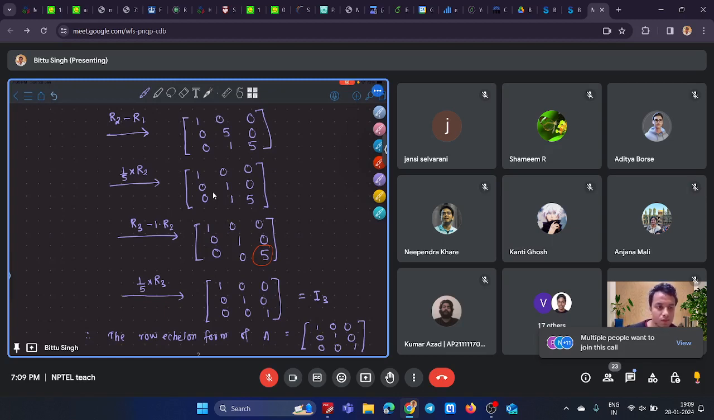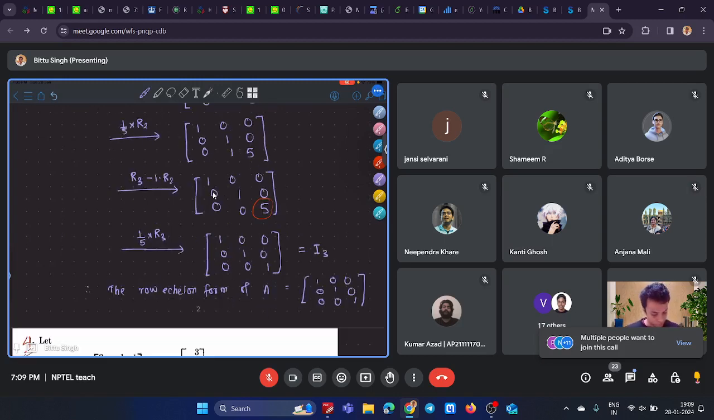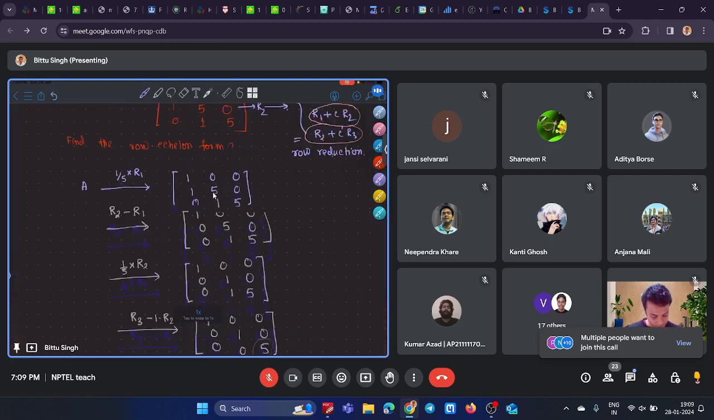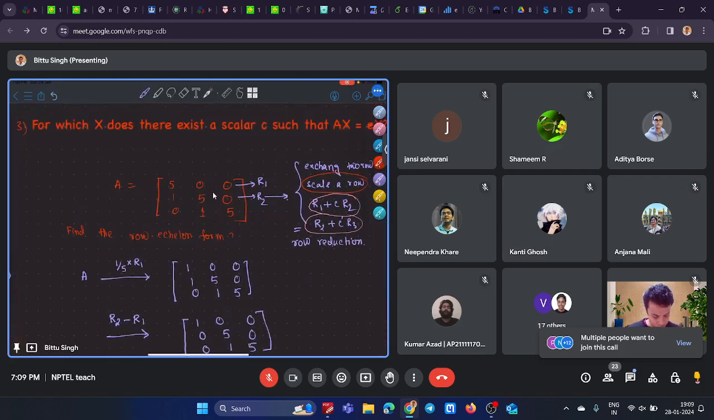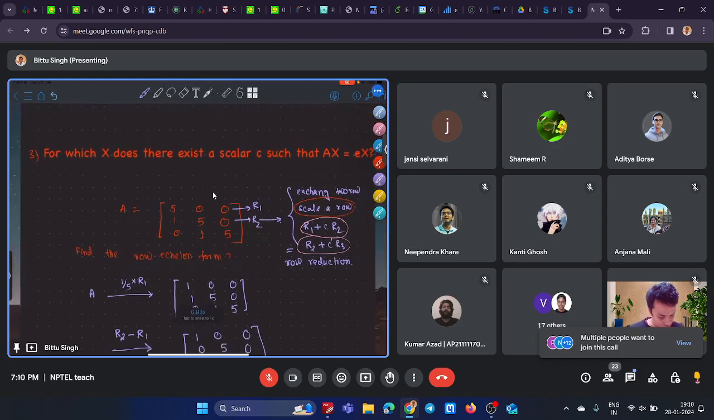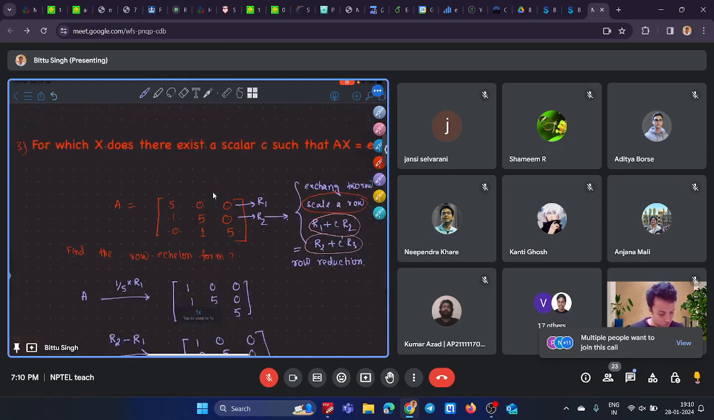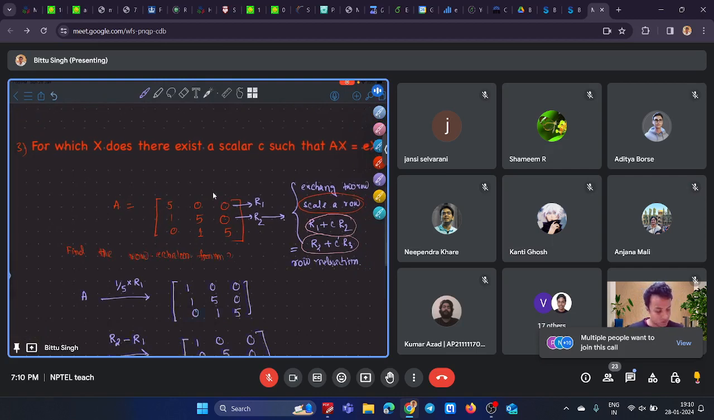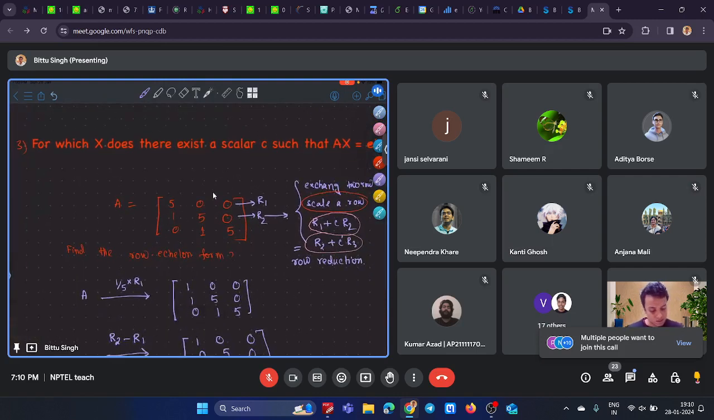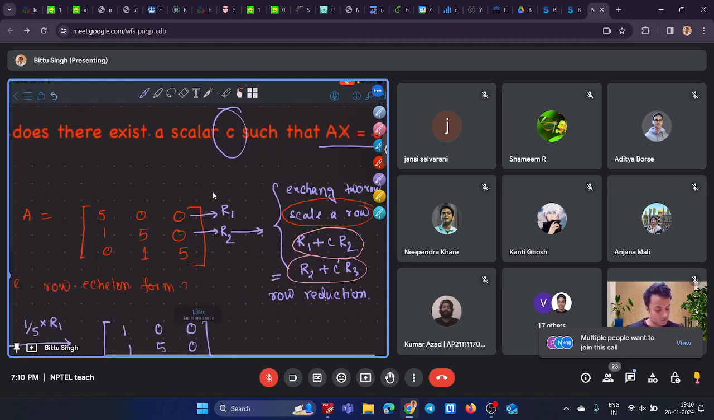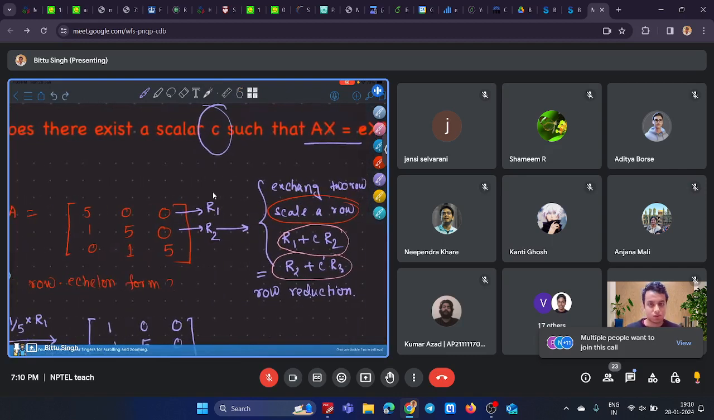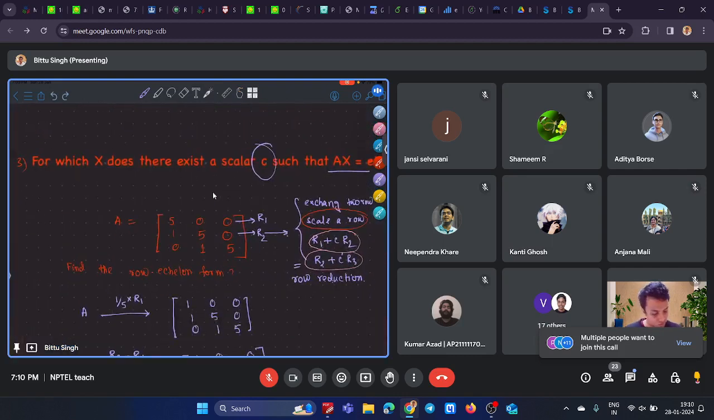Is there any doubt? Okay, then there is another question for this. The main question is to find a scalar c such that Ax equals some constant times x. Find a scalar c for which Ax equals cx. This is the question. So let us try to solve this.